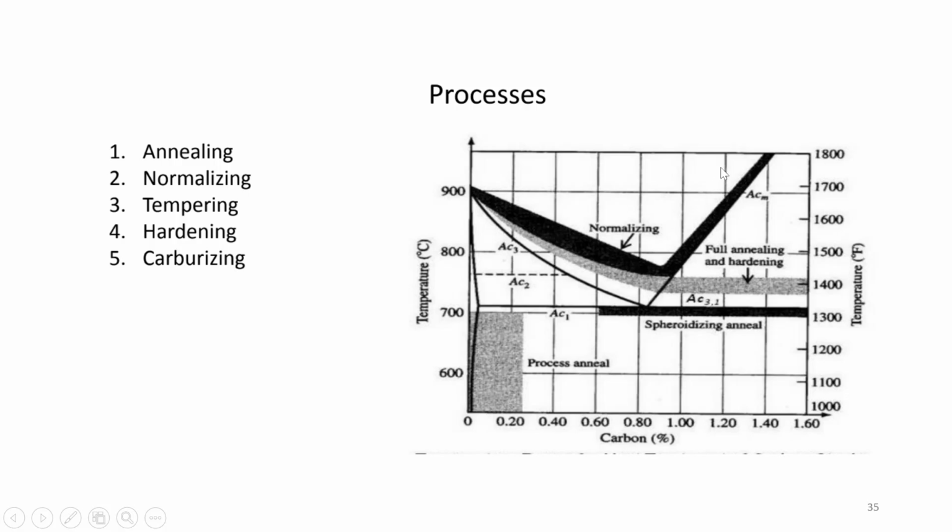Okay, so here temperatures are shown for normalizing, full annealing and hardening. In the case of hardening, you are heating your material up to this part. Why? Because you don't want to convert cementite into austenite, because cementite has the highest hardness compared to even martensite. That's why you want to retain cementite in the final structure as well. Here you have process annealing and spheroidizing annealing as well.